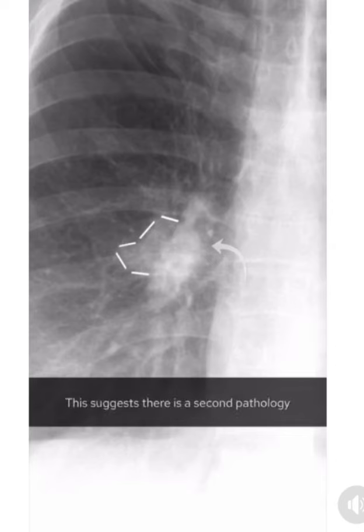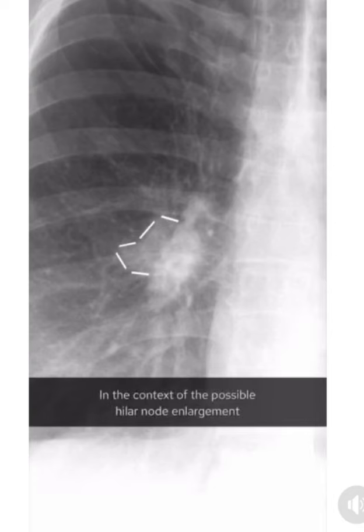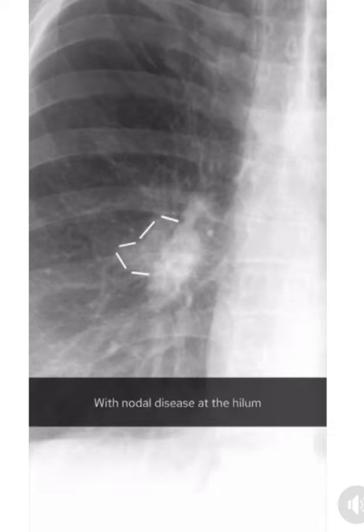This suggests there is a second pathology either lying anterior or posterior to the hilum. Now this could represent infective consolidation, although we can't see air bronchograms and it is very well defined. In the context of the possible hilar node enlargement, we need to be thinking about a primary lung cancer with nodal disease at the hilum.